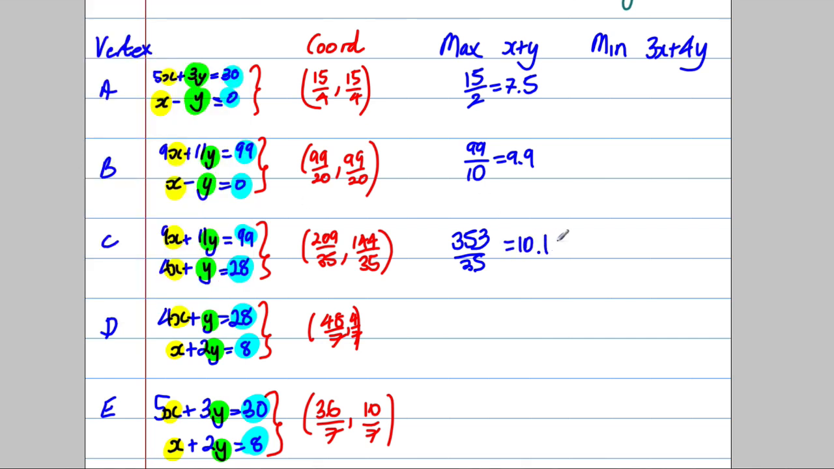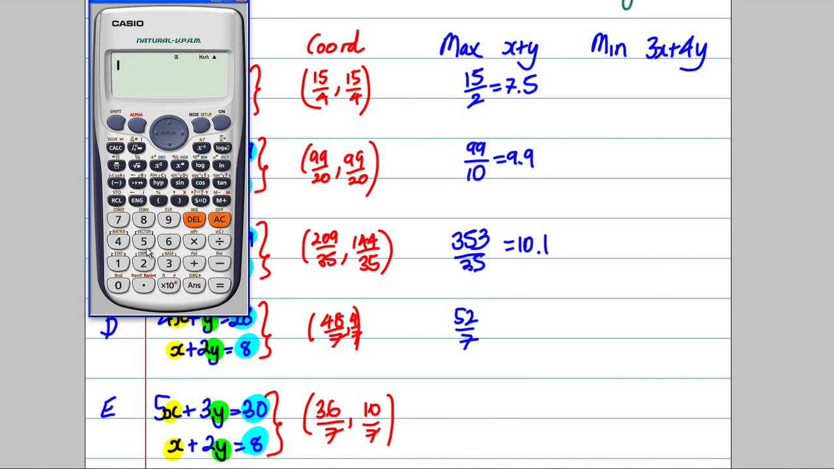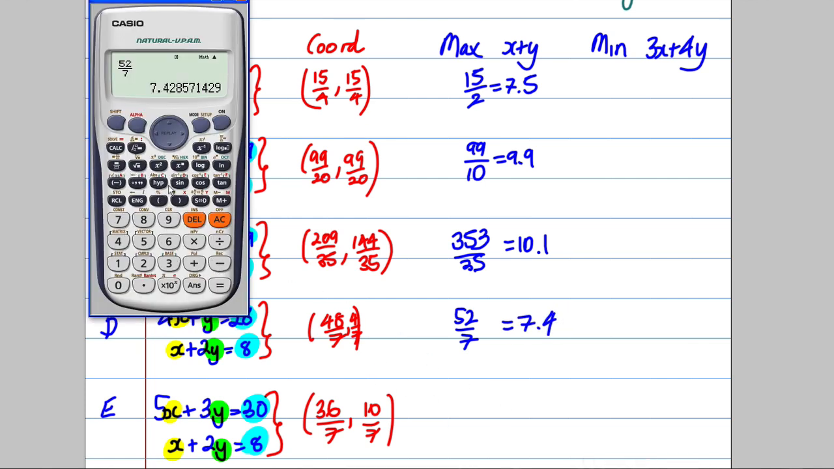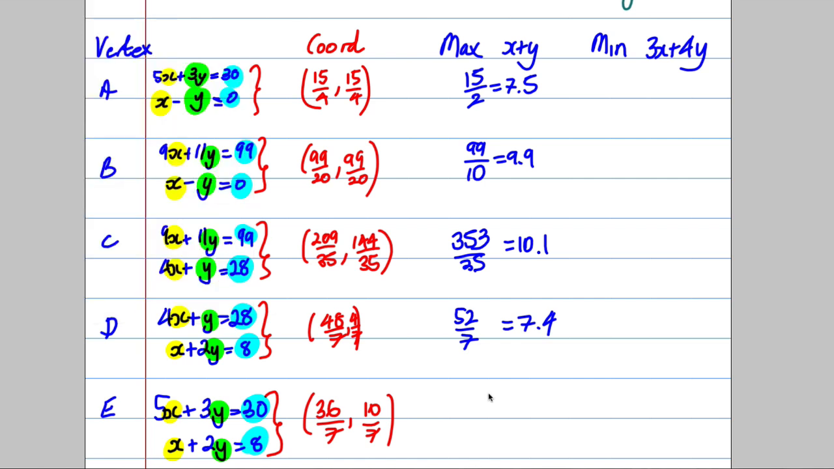which is roughly 10.1. The next one, I add these two, so 48 over 7 plus 4 over 7, which is going to be 52 over 7, and 52 over 7 is about 7.4. And the last one, I add those together and I get 46 over 7, which is 6.75. So if I want a maximum here, the maximum out of these ones is clearly this one here.